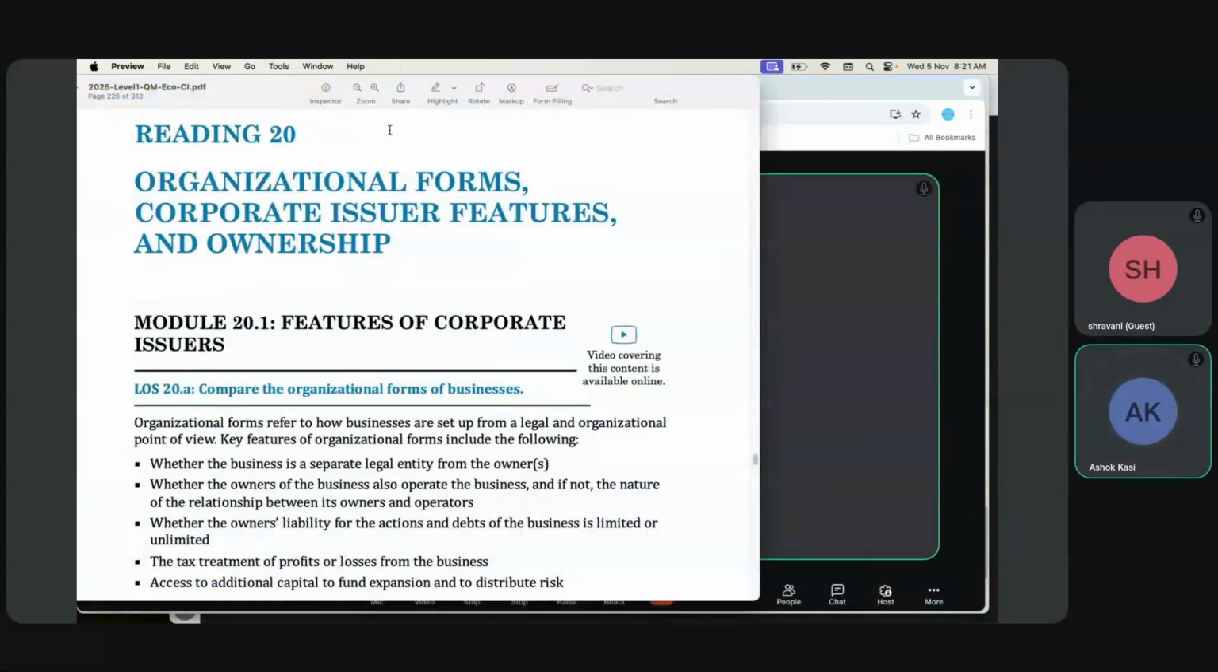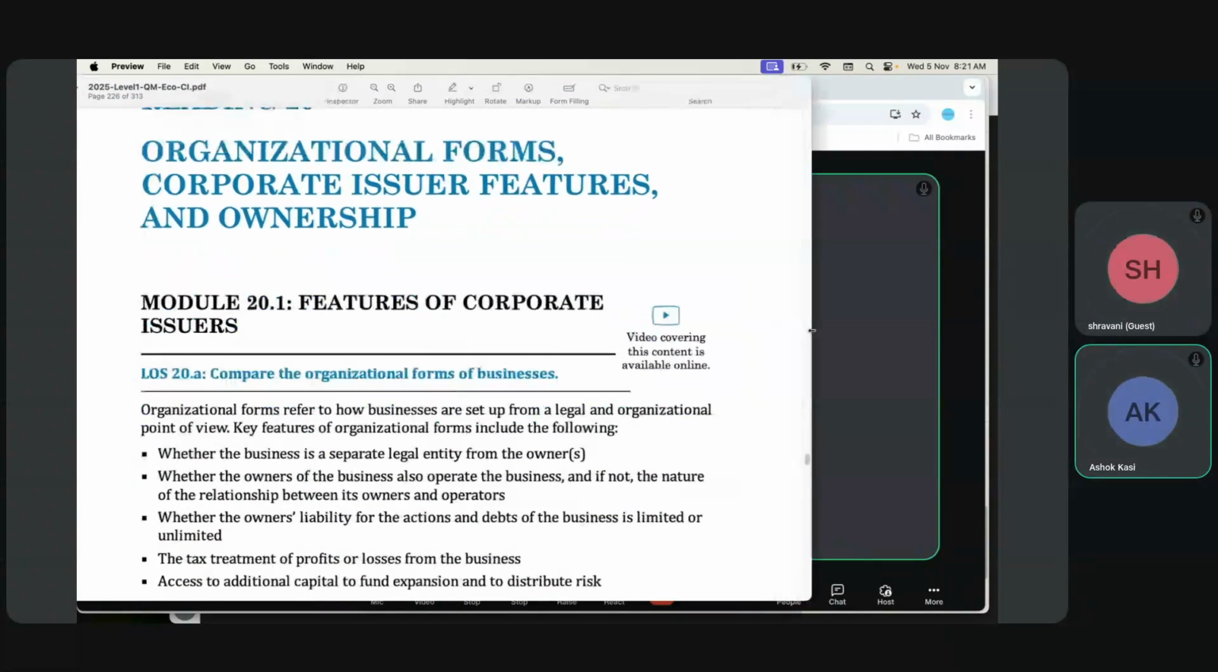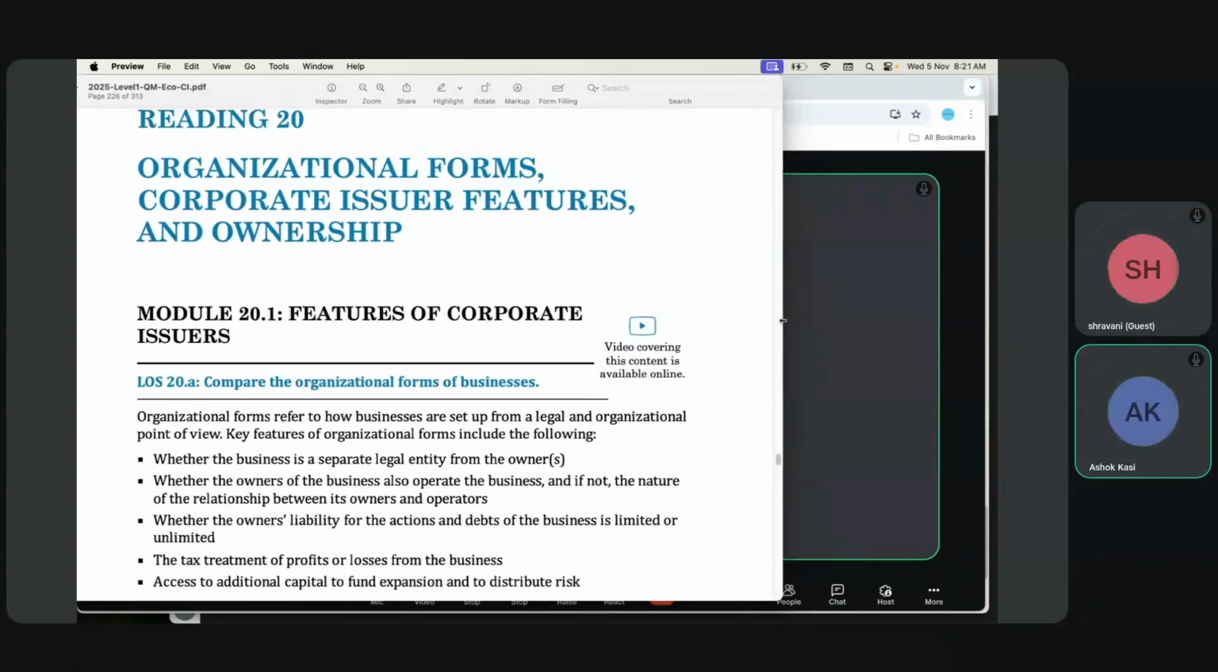So we'll begin with corporate issuers. This is a very easy subject. Most of the things are factual and theoretical as well, and even the few sums are very easy, because now you have finished most of the subjects, so you will have a lot of overlapping stuff also.